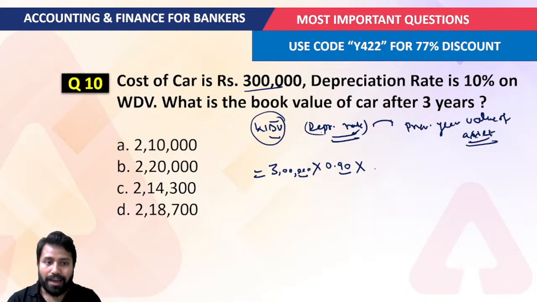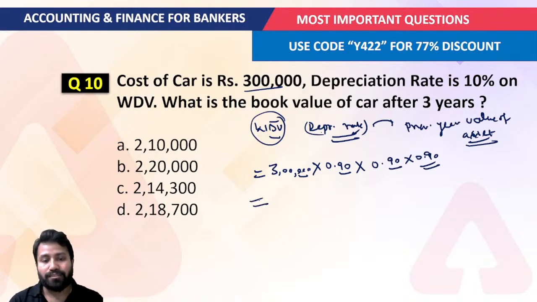Now again, the depreciation rate of 10% is applied for the second year to get the value of the car for the second year. So 0.9 should be multiplied again, and for the third year again 0.9, or 90% of the value remains after 3 years. If we solve that, what answer do we get? That is 2,18,700. So this should be your answer for this question.